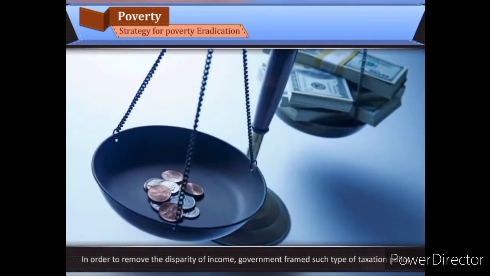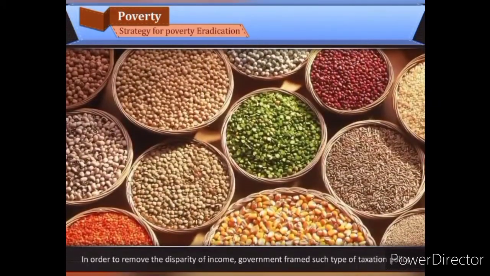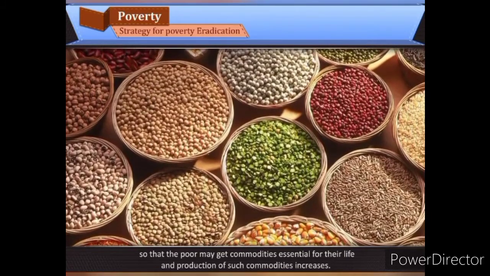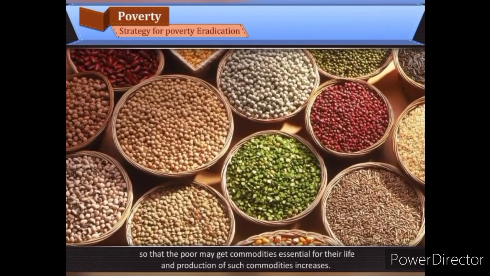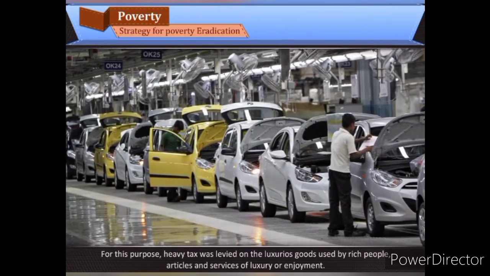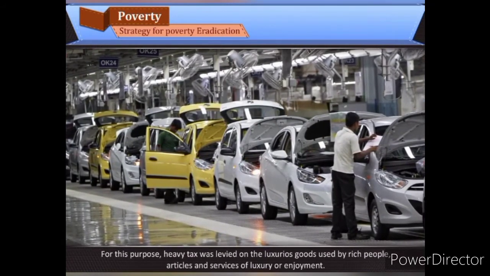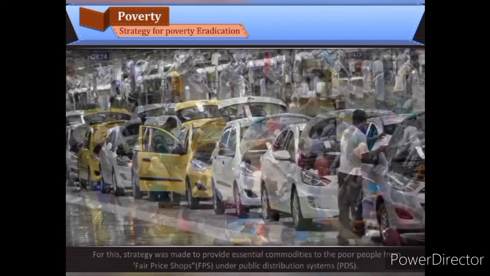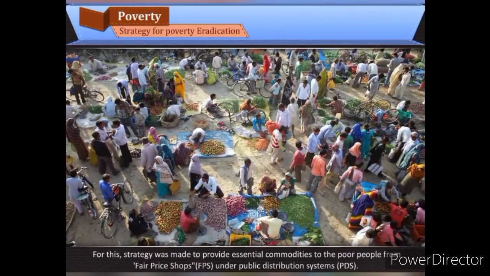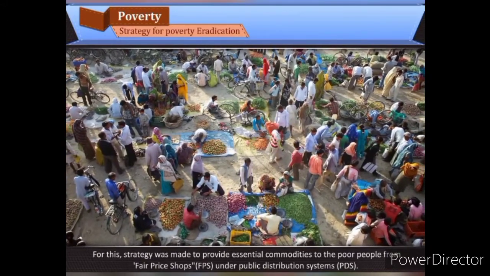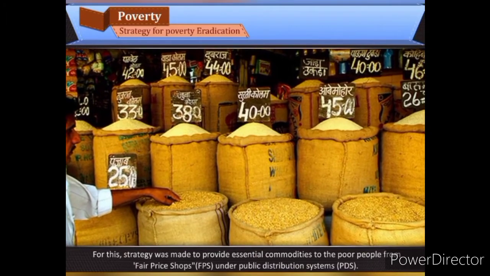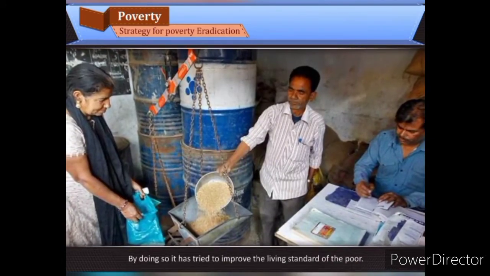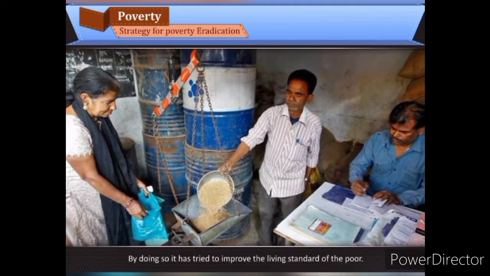In order to remove the disparity of income, the government framed a taxation policy so that the poor may get commodities essential for their life and production of such commodities increases. For this purpose, heavy tax was levied on the luxurious goods used by rich people, articles and services of luxury or enjoyment. For this, a strategy was made to provide essential commodities to the poor people from fair price shops, FPS, under the public distribution system, PDS. By doing so, it has tried to improve the living standard of the poor.